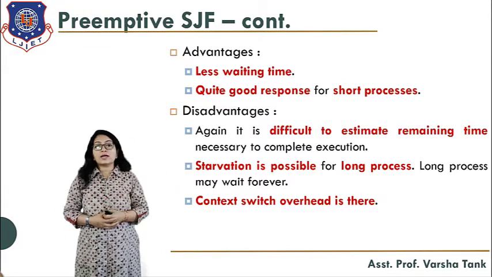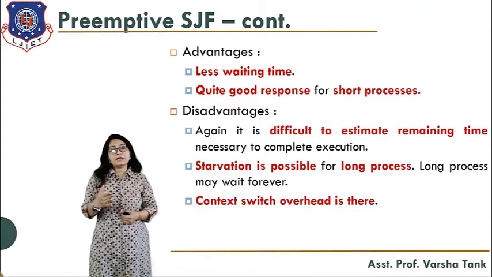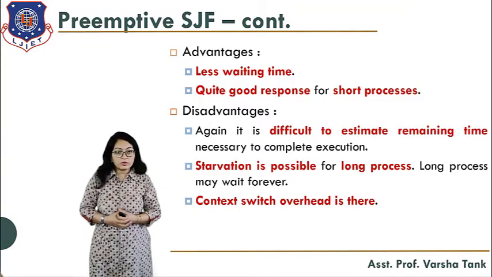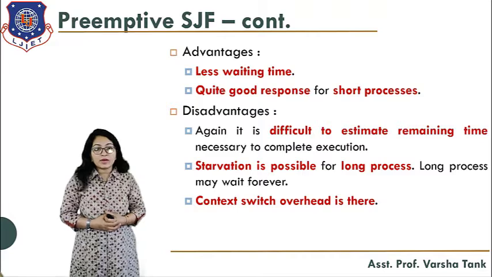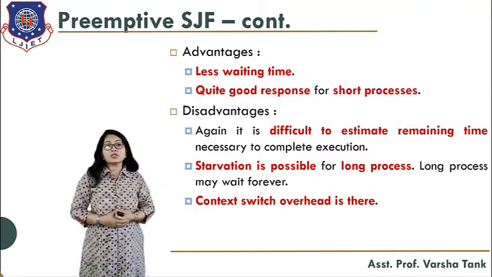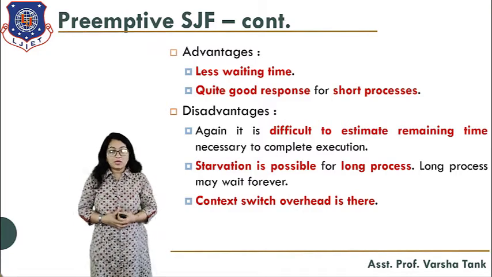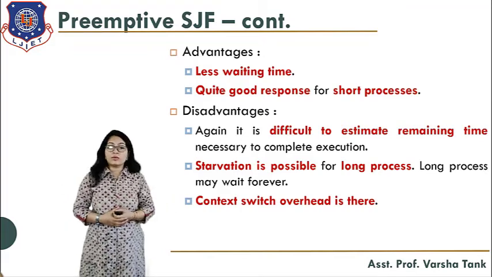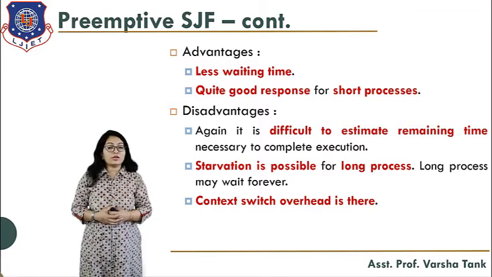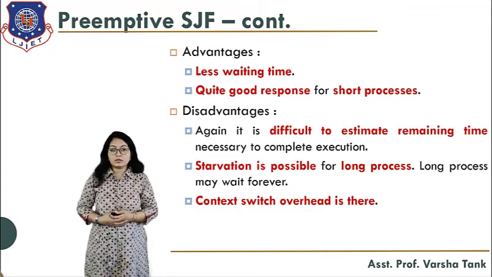Then the disadvantage is what? Again, it is difficult to estimate the remaining time necessary to complete the execution. Same disadvantage that we have in the non-preemptive SJF, because it is not possible to define every time how much time the process will require for the execution. Then again, starvation is possible for the longer process because every time the longer process will be preempted. Then context switch overhead is there, because every time a shorter process comes, the longer process has to switch out. So context switches will be more in this.